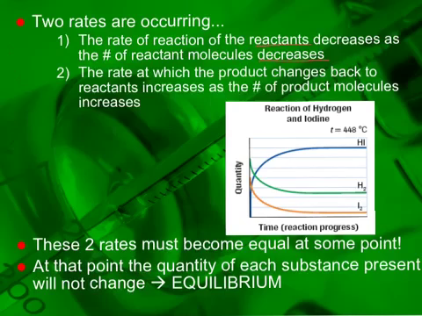However, on the other hand, the rate of the reverse reaction, where the product changes back into the reactant, will increase as the number of product molecules increases. Because there are more product molecules, they are more likely to hit each other and produce a reactant molecule. Now, at some time, these two rates will become equal, and this is when dynamic equilibrium will be reached.